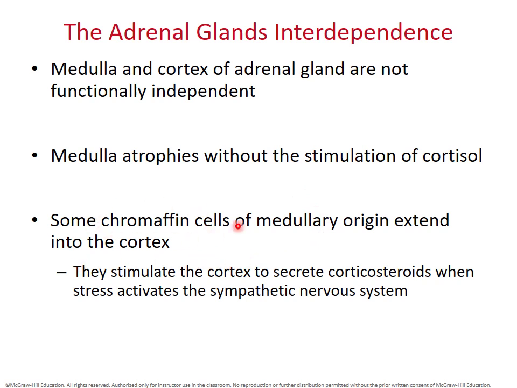And some of these neuron-like cells of the medulla that release epinephrine, that function like the second or postganglionic sympathetic neurons, some of them will extend up into the cortex and help stimulate the release of corticosteroids. And this, we think, is how we can link emotional stress, which is, of course, harbored in the nervous system, and link that to the secretion of corticosteroids, which might help us in our response to stress. So again, a nerve-endocrine connection.